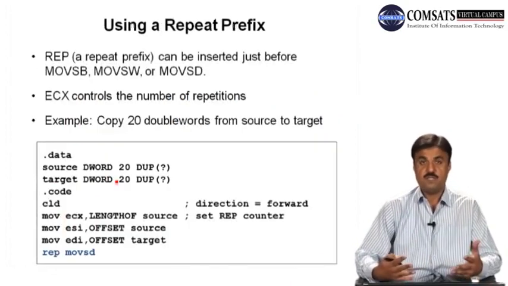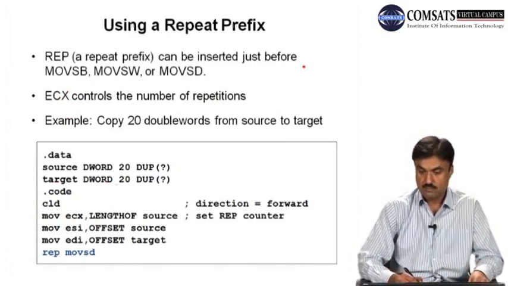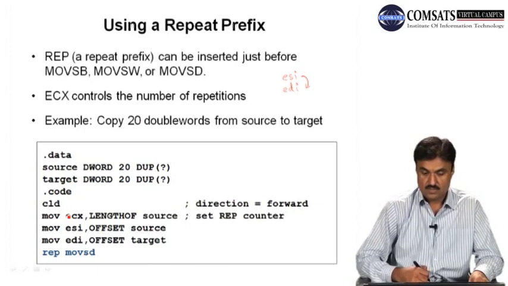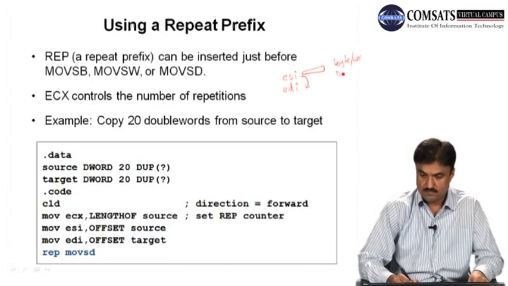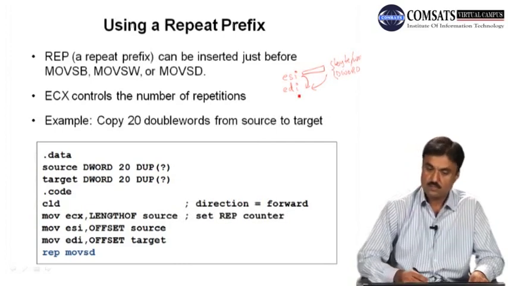Here you can see we can use repeat. How can we use repeat? In the previous instruction, you saw that we have the ESI and EDI, and we perform a move from ESI to EDI. Whatever ESI is pointing to, we just move either byte, word, or double word data from the location where ESI is pointing to the EDI, and so on.